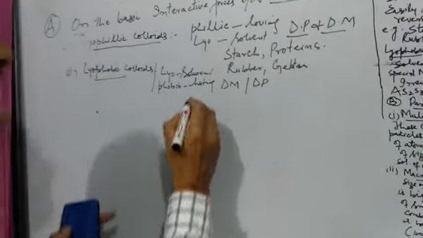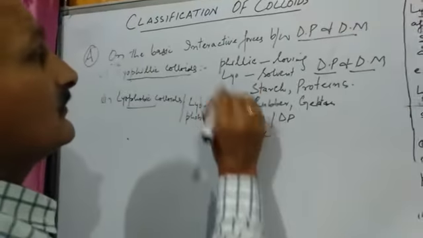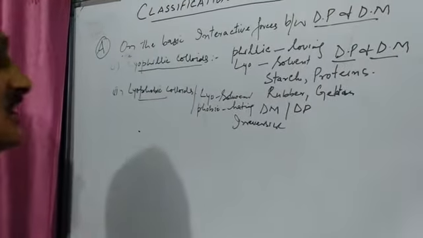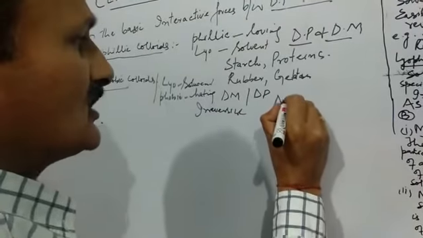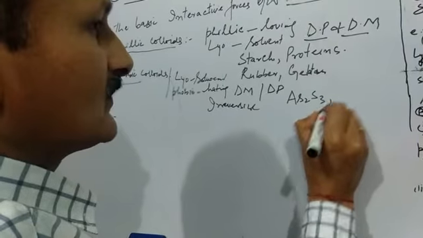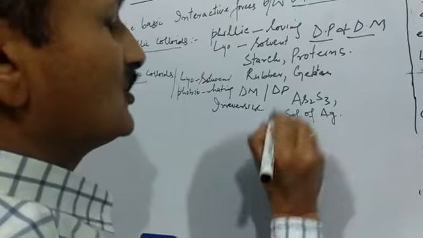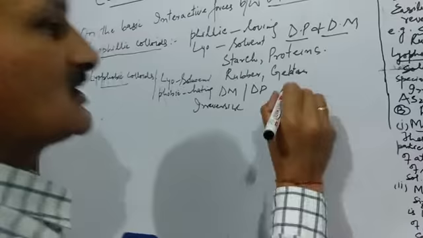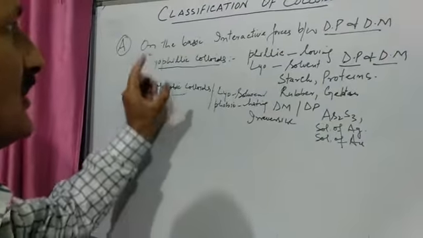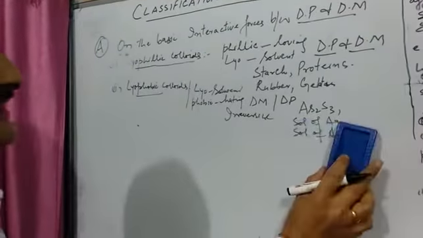These colloids are irreversible in nature, while lyophilic colloids were reversible in nature. Some examples of lyophobic colloids are arsenious sulfide, solution of silver, and similarly, solution of gold. These are some common examples of lyophobic colloids. So there are two classes of colloids on the basis of interactive forces.